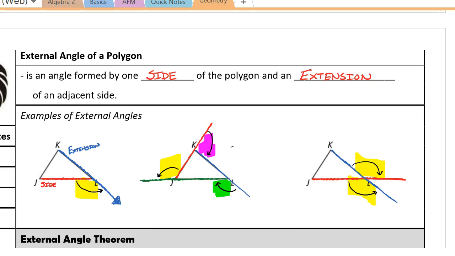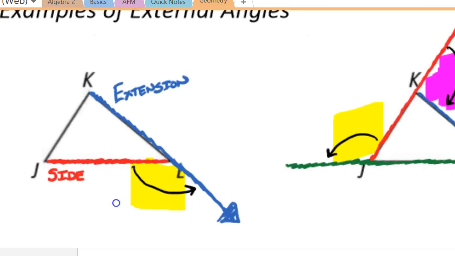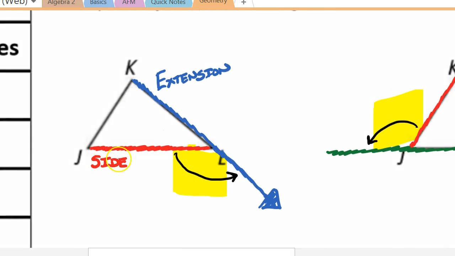Jumping to the top of page 2, external angles of a polygon. An external angle of a polygon is an angle formed when a side of a polygon and an extension of the adjacent side meet. I've drawn 3 separate examples for you of what it looks like on a triangle. The very most basic is I have a side and an extension. This angle that I've created on the outside is an external angle.